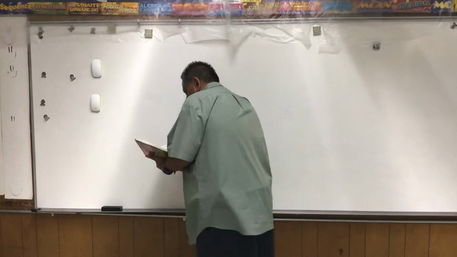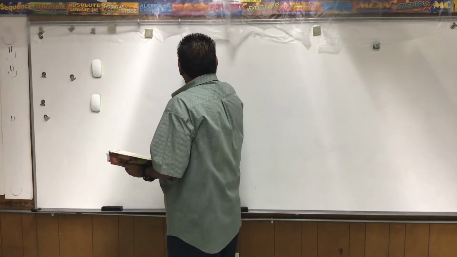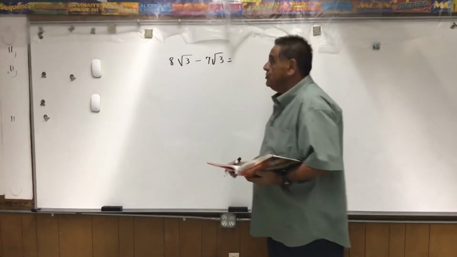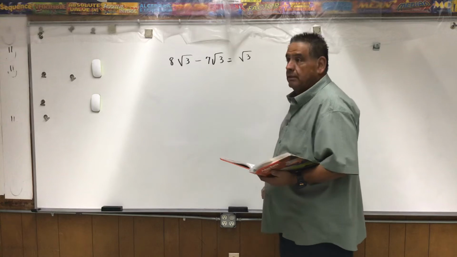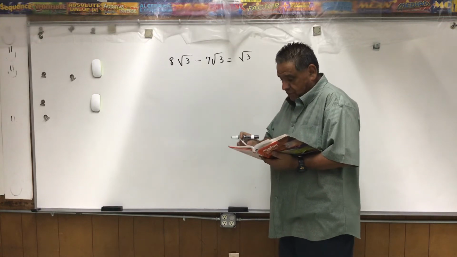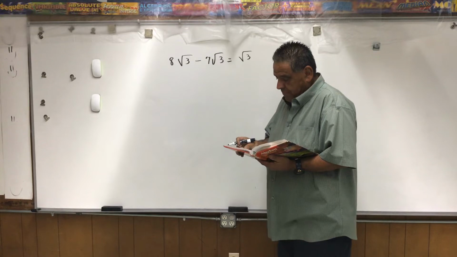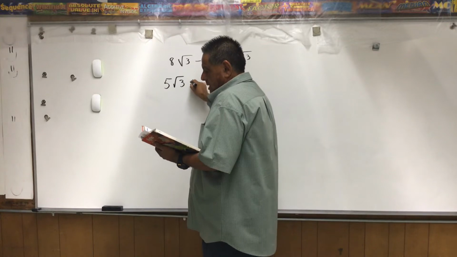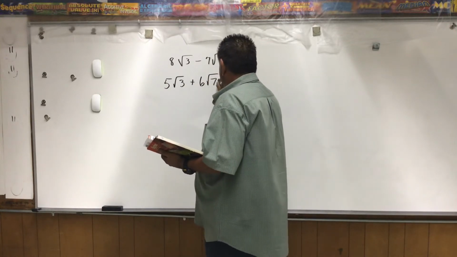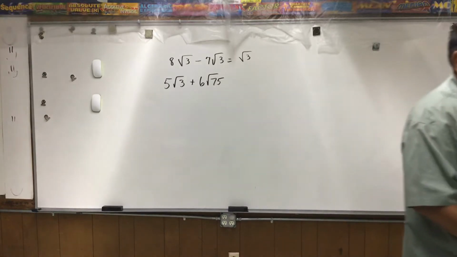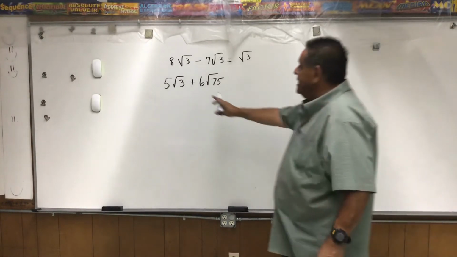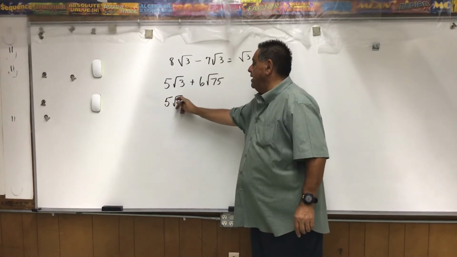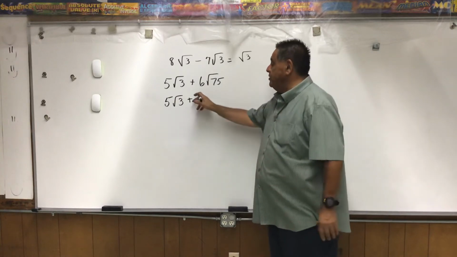It works with numbers, variables. So let's say we have 8 radical 3 minus 7 radical 3. Well, your answer is going to be 1 radical 3 or simply radical 3. It works with that. It works with variables and numbers, all right? What about something like this? 5 radical 3 plus 6 radical 75. So look at that. Now, here, do we have the same radicand? No, we don't. Can we simplify that? No. So we're just going to bring it down. 5 radical 3 plus 6, we can't do anything with it.